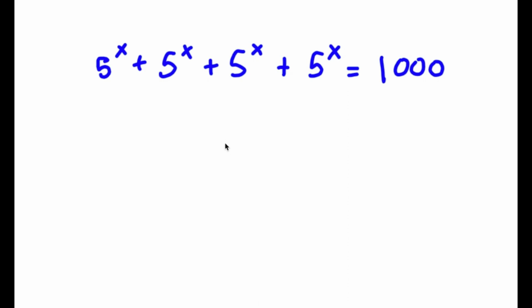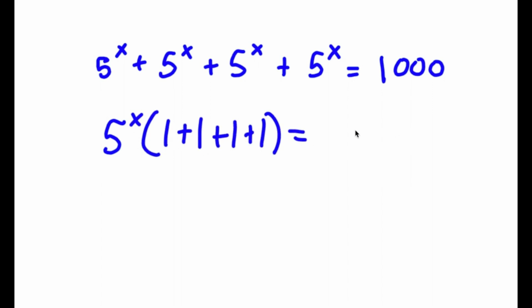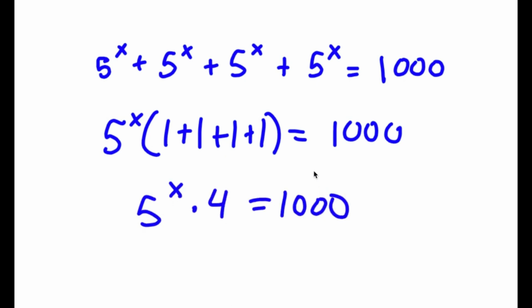Alright, so in this problem, I have 5 to the power of x plus 5 to the power of x plus 5 to the power of x plus 5 to the power of x is equal to 1,000. So to solve this, I'm going to first start by factoring out 5 to the power of x. So now I have 5 to the power of x times 1 plus 1 plus 1 plus 1 is equal to 1,000. Now 1 plus 1 plus 1 plus 1 is 4. So I have 5 to the power of x times 4 is equal to 1,000.